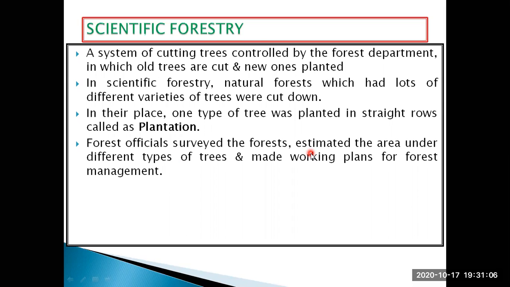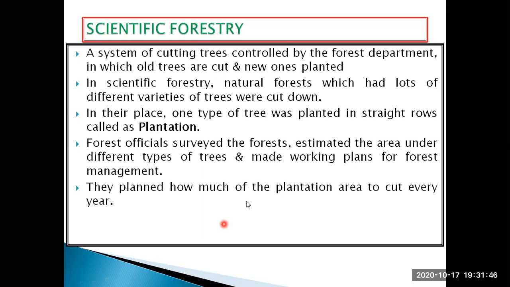So they used to make plans, and after surveying the forest, they used to decide, okay, this 5 or 6 kilometer area, first we will start from this area, and after clearing the area, after cutting down the trees, they will plant trees in straight rows, only those trees which are beneficial for them. So that is also under scientific forestry: the forest officials will survey, make an estimate plan of the area and the different types of trees, and then make working plans for forest management as well. Next step, let us see.